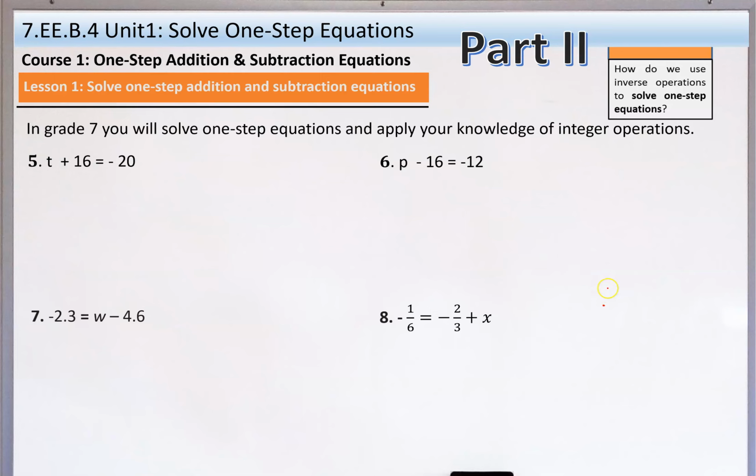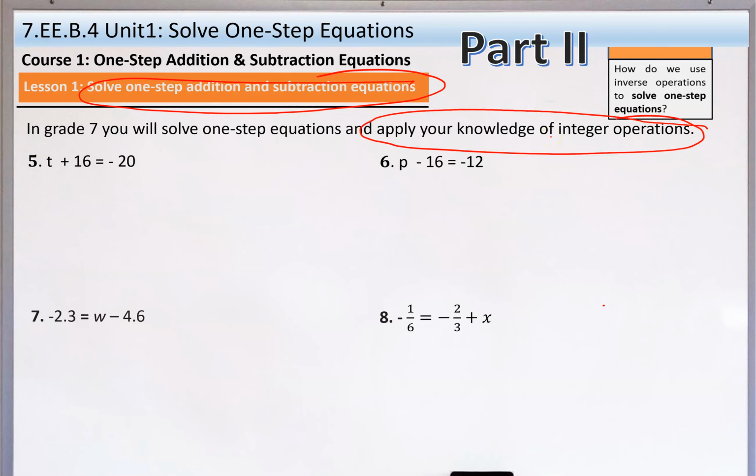Welcome back everyone to part 2 of solving one-step addition and subtraction equations. In the first half, or the first video, we pretty much worked with problems that came from 6th grade. The only difference between 6th and 7th grade in solving one-step equations is the introduction in 7th grade of integer operations. So we're going to apply our knowledge of integer operations to solving one-step equations.